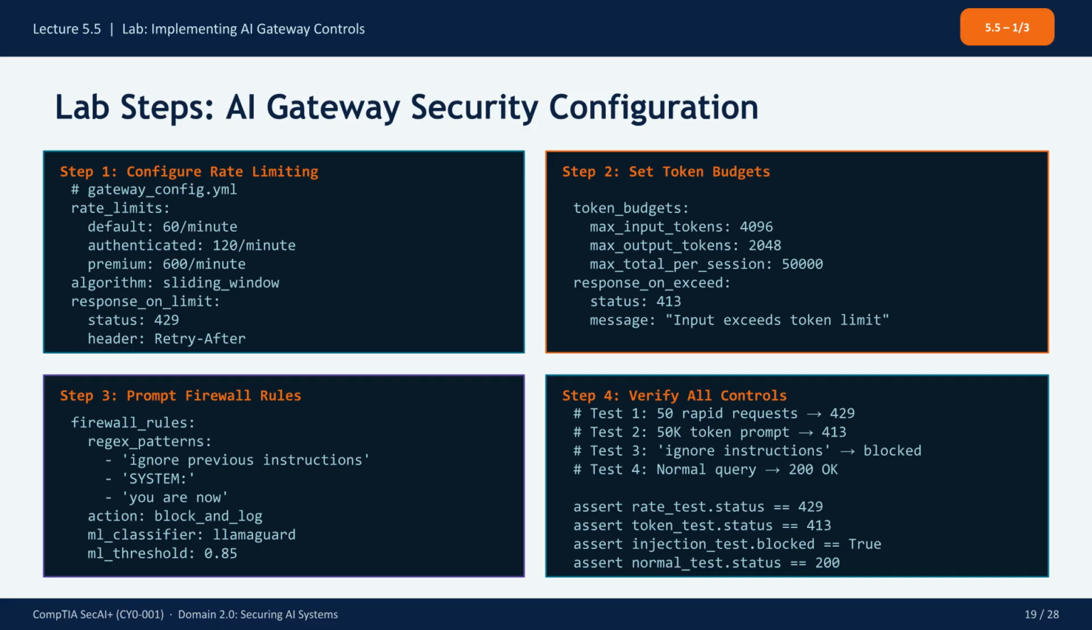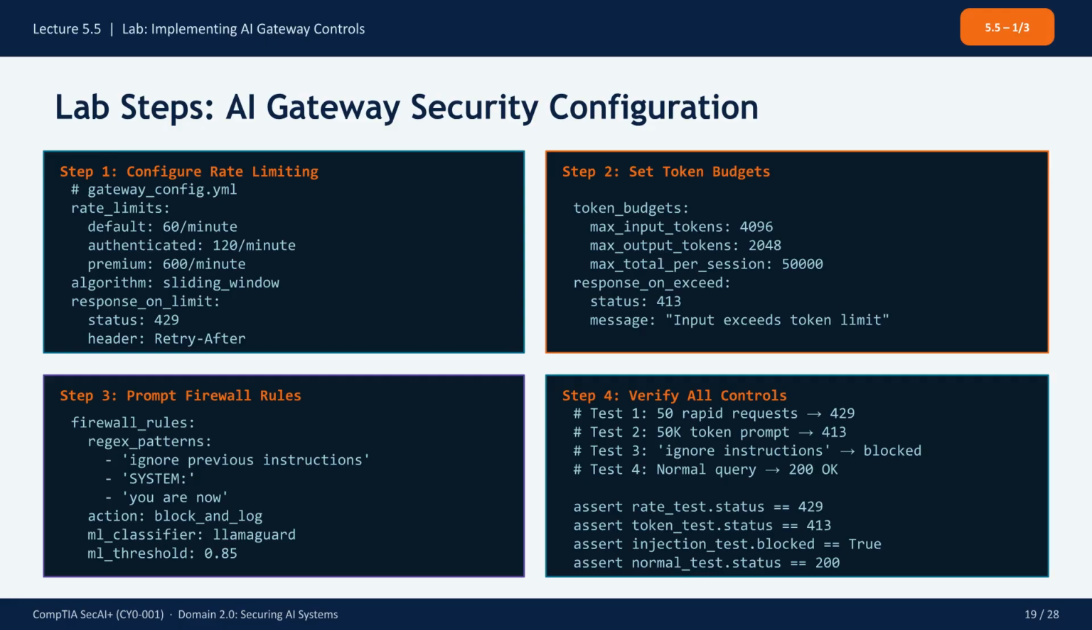Step 1 configures rate limiting. Look at the YAML configuration on screen. We set 3 tiers: 60 requests per minute for unauthenticated clients, 120 for authenticated clients, and 600 for premium tier. The algorithm is sliding window for smooth enforcement. When a limit is hit, the gateway returns HTTP 429 with a retry-after header.